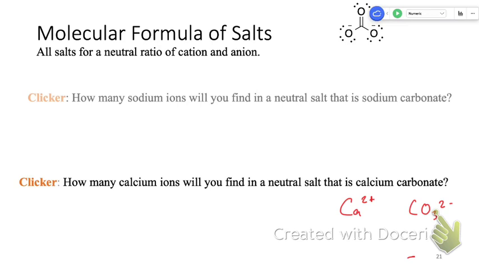Questions on how we do that? Is it always this easy? Is it always like 1 to 1 or 2 to 1? No. All right, so let's go through and look at some of the more complicated versions of that.